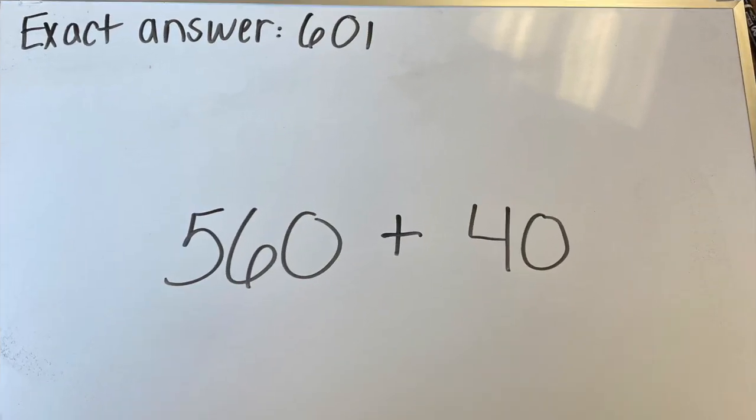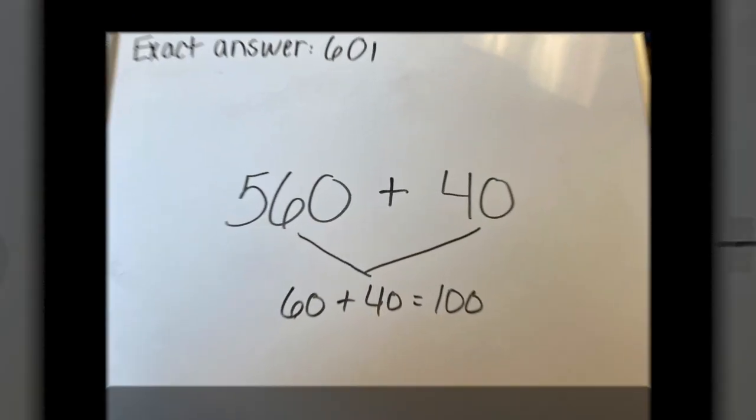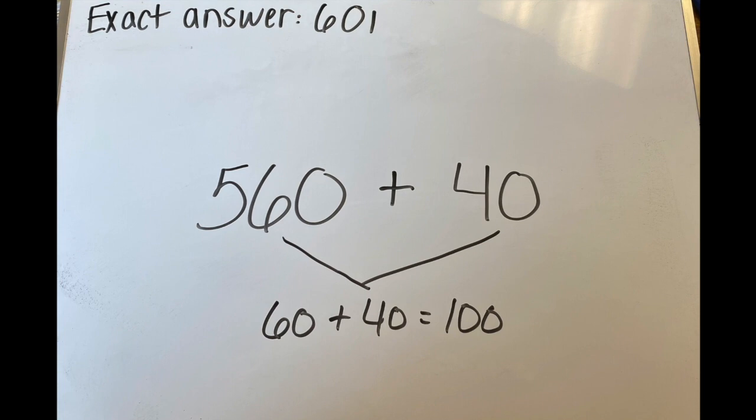And now I have a new problem, 560 plus 40. So this is going to be my estimated answer when I figure this out. And this time I am not going to use the algorithm just because I used it earlier. I am going to do it this way, where I'm going to add up my tens together and then my hundreds place. So I have 60 plus 40. And I know that 6 and 4 make 10. So 60 plus 40 makes 100.